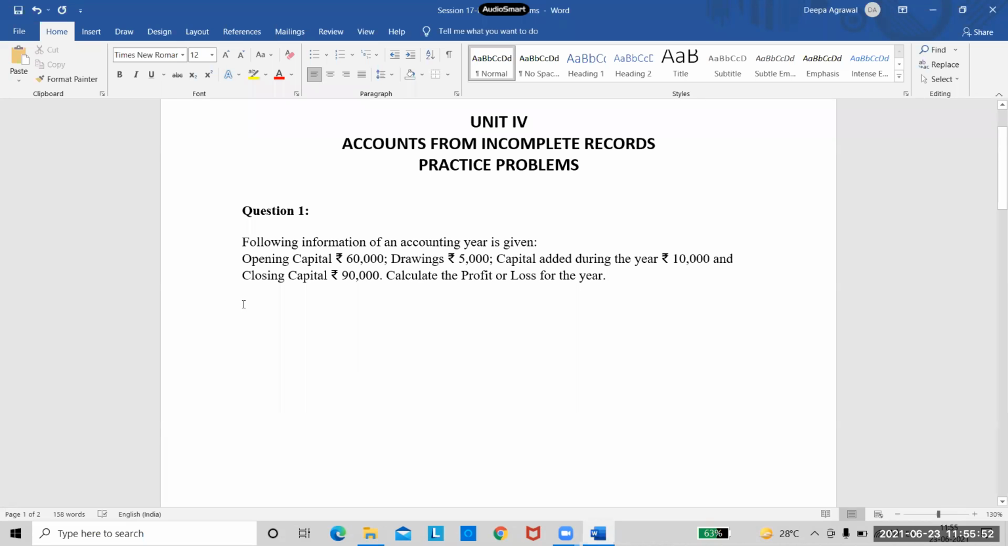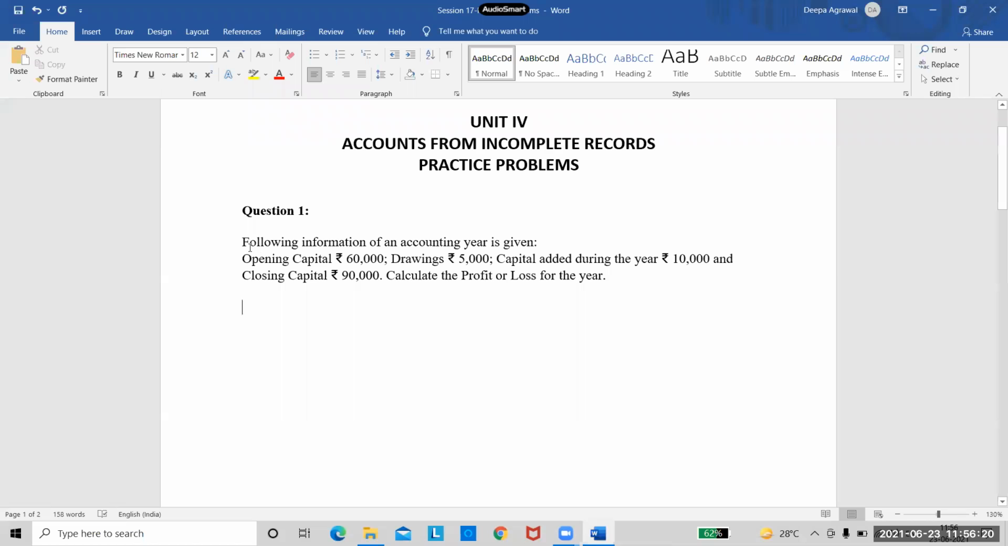Following information of an accounting year is given. Opening capital 60,000, drawings rupees 5,000, capital added during the year 10,000, and closing capital 90,000. Calculate the profit or loss for the year. Now, what do you mean by this capital added during the year? Additional capital? Yes, that is the further capital introduced or additional capital introduced. It means the same thing.